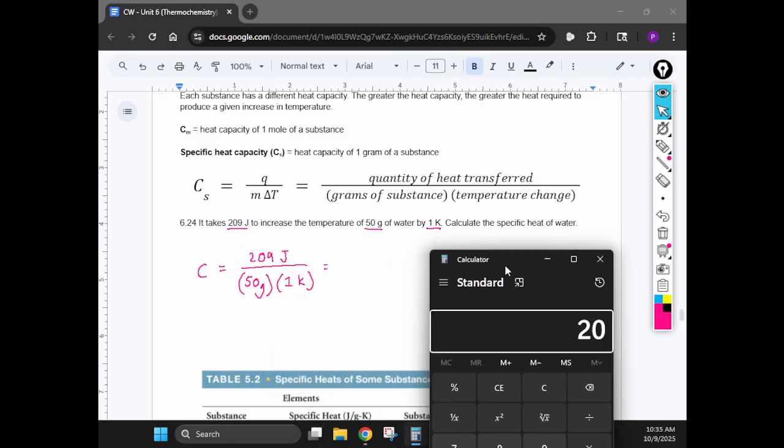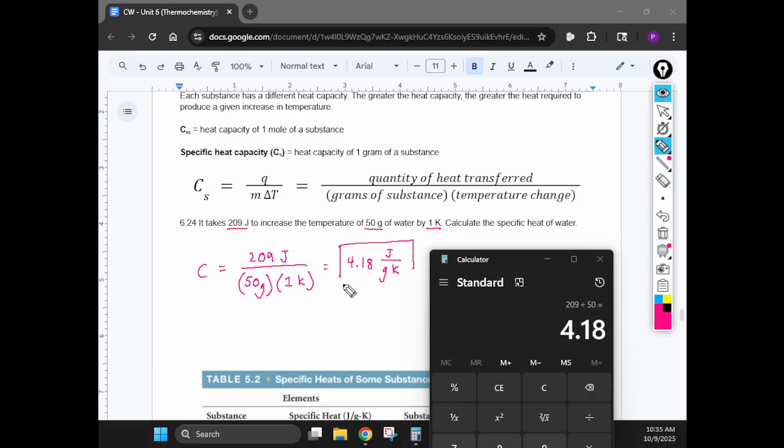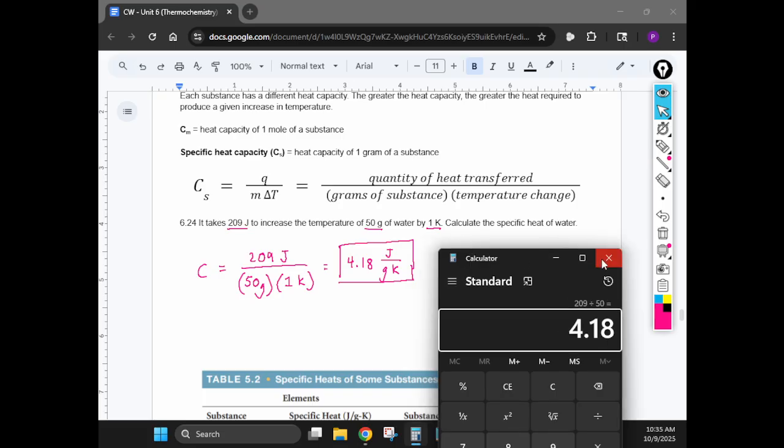So that's going to be 209 divided by 50, and that's going to be 4.18. Now the unit of measurement for specific heat is very specific, so I'm going to go over what it is. It's going to be what you have on your fraction. So it's going to be joules per gram Kelvin. If you're ever looking for specific heat, just make sure you're very wary of the units of measurement, because it will matter.